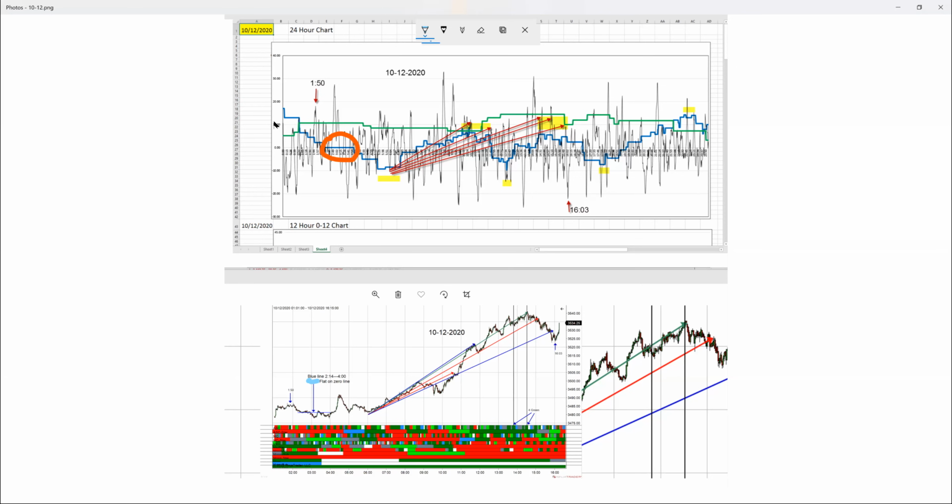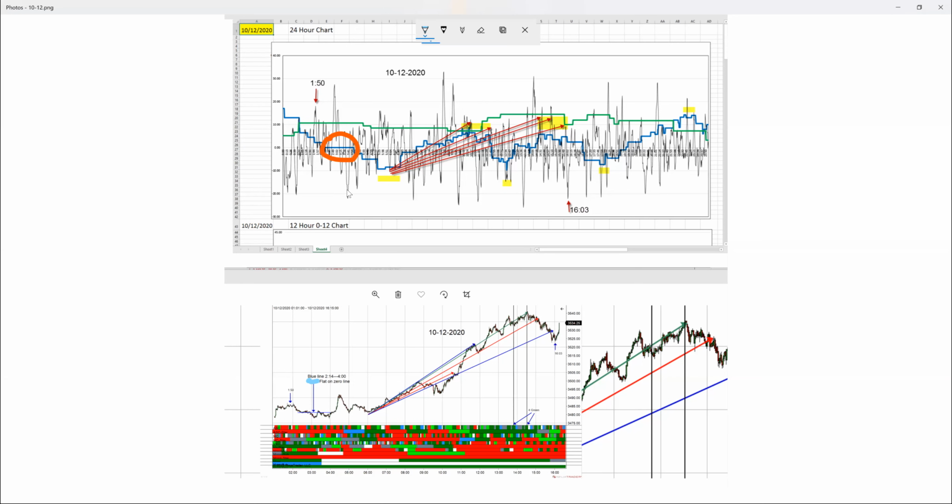So on the upper part of this chart, what we have here on the Excel sheet, you can see the three lines. There's a green line, a blue line, and a grayish black line. The green line is our longer planetary trend indicator. The blue line gives us the medium trend, and the gray line gives us short moves in the market. And the spikes on the high side or the low side tend to be turning points on the intraday chart.